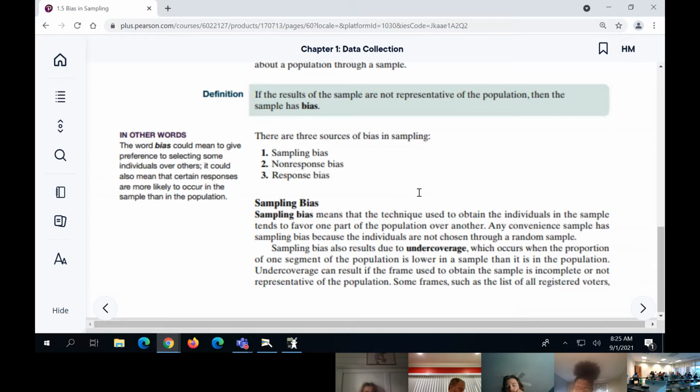What if I asked you a question on a survey that said this: Why don't you like the current blah, blah, blah in office? What's wrong with that question? Why is it biased? I mean, I didn't say anything bad. I just said, why don't you like? Exactly, it's already a negative question. Can questions be biased? Yes. Can surveys be biased? Yes.